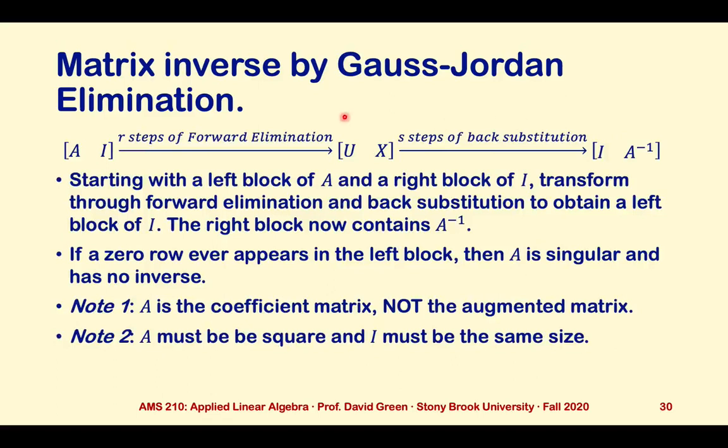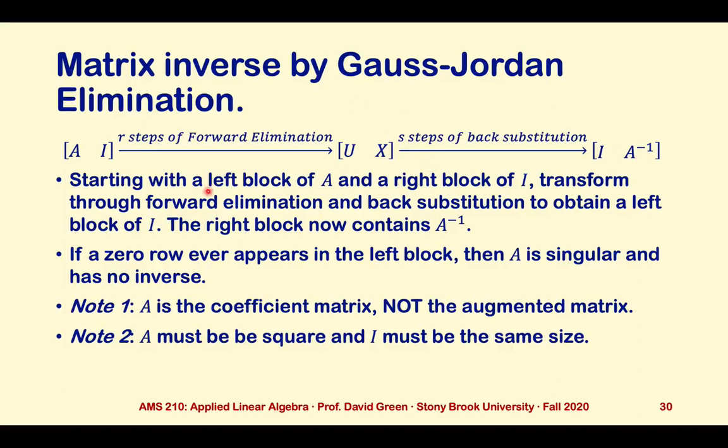It's just summarizing what we've said in words here. Okay. Now, let's summarize what we've figured out. If we start with a left block of A and a right block of I, and we transform through forward elimination and back substitution until we get a left-hand block of I, the right-hand block will contain the matrix inverse. This is now a nice, easy way to calculate a matrix inverse. We simply construct this matrix and go through Gaussian elimination. Once we have an identity, we have the inverse in the next block.